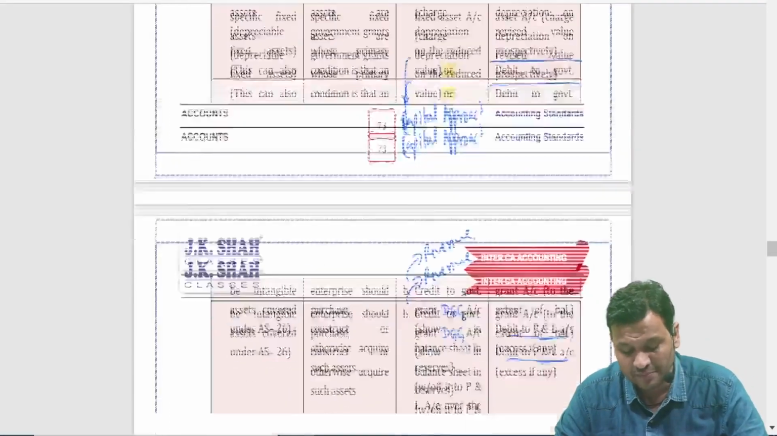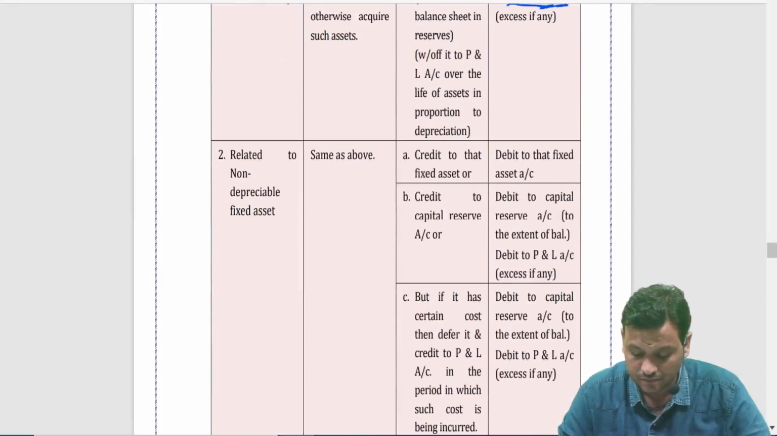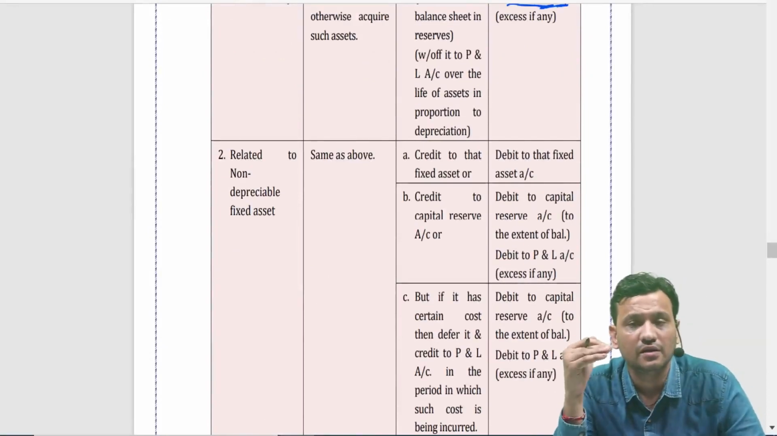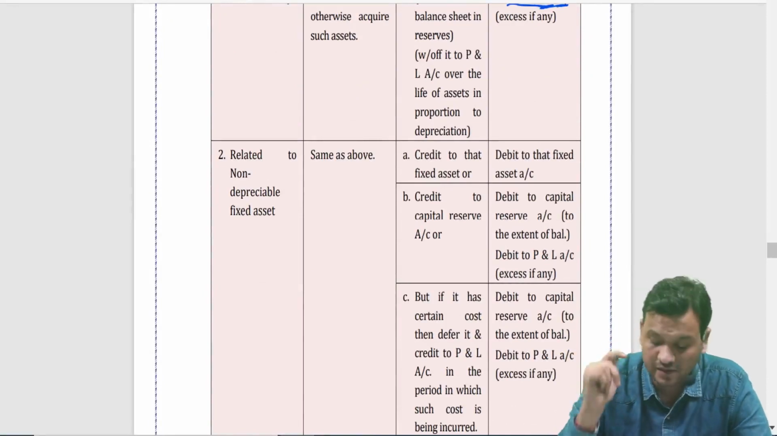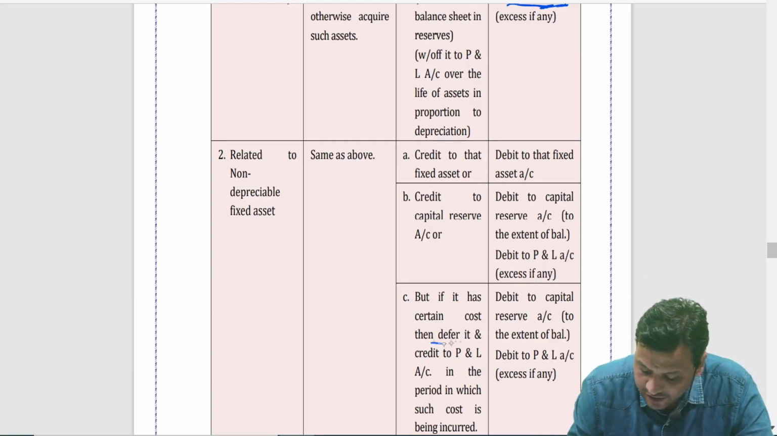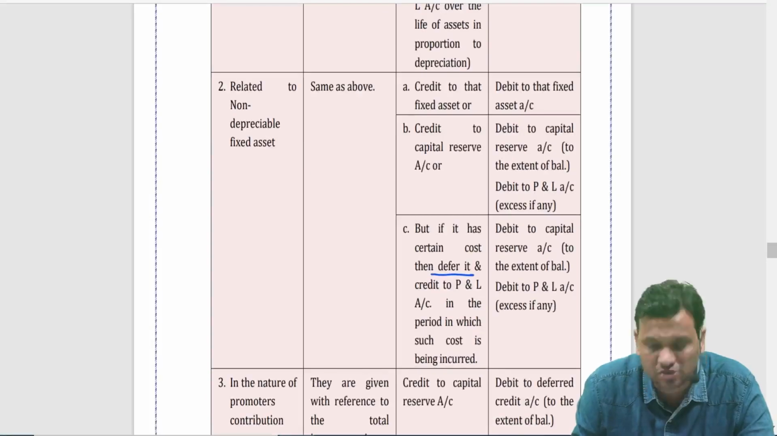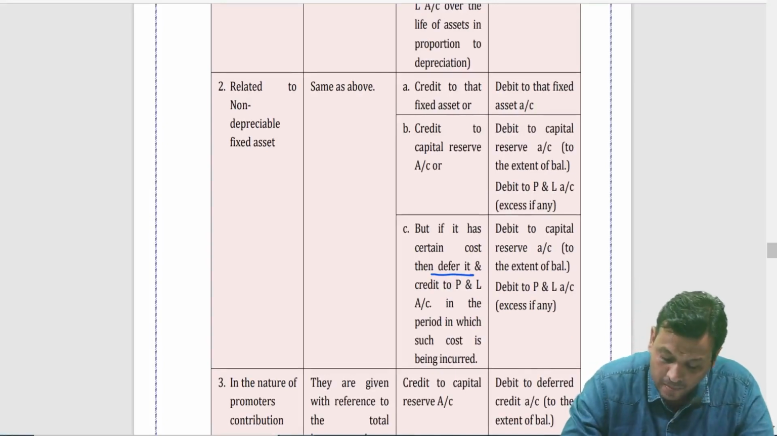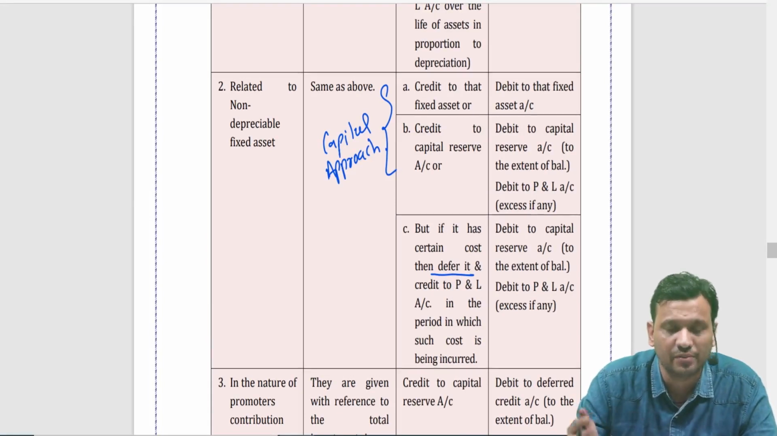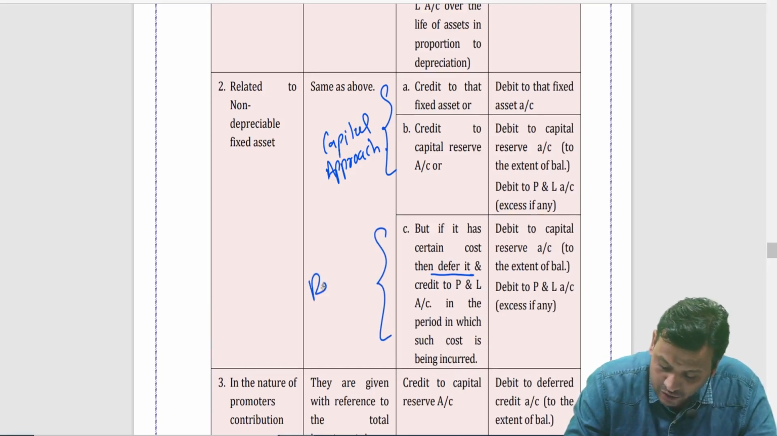Now if it is a non-depreciable fixed asset, then I have three options available. First, reduce from the cost of the asset, that is credit to fixed asset, or credit to capital reserve account. But in certain cases, defer it and credit to P&L account in the period in which such costs are incurred, which means again the DGG approach. So these two are capital approach: either you reduce it from the cost of the asset, or you show it as capital reserve, whereas this is revenue approach.